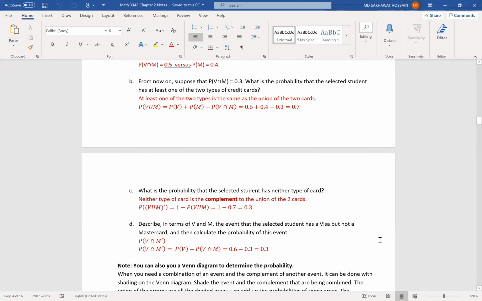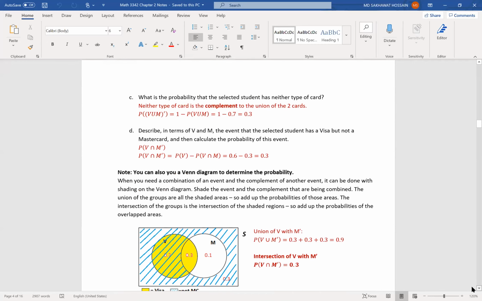So now we know that probability of V is 0.6 and V intersection M was given in part B, which was 0.3. So the probability will be 0.6 minus 0.3, which is 0.3.